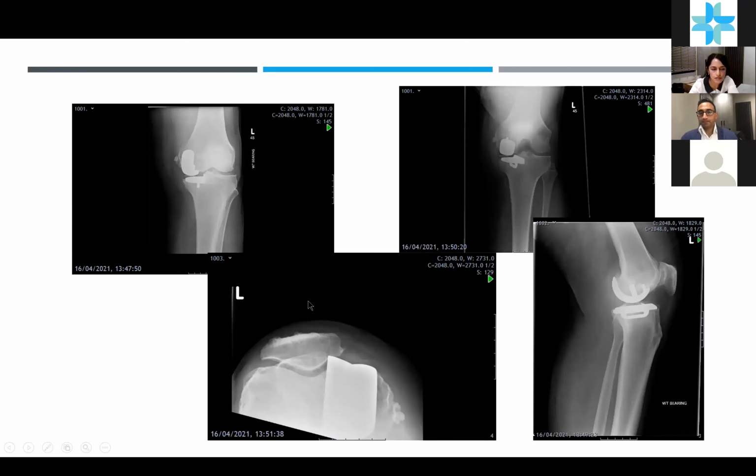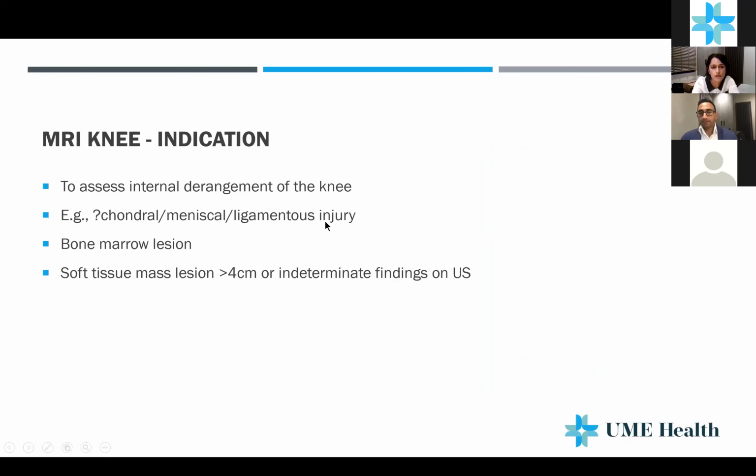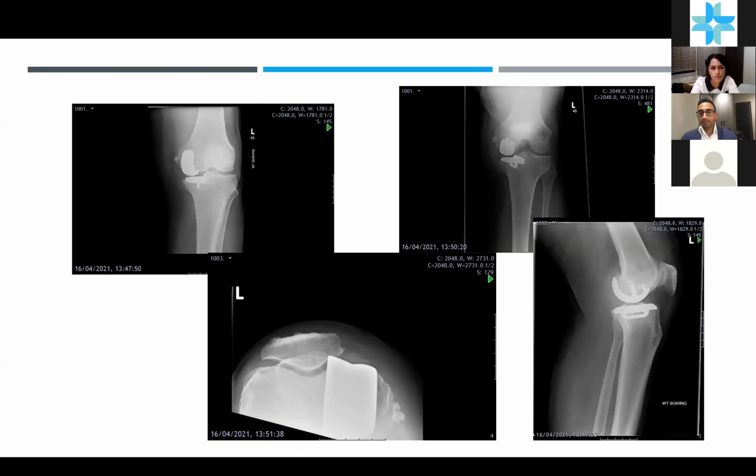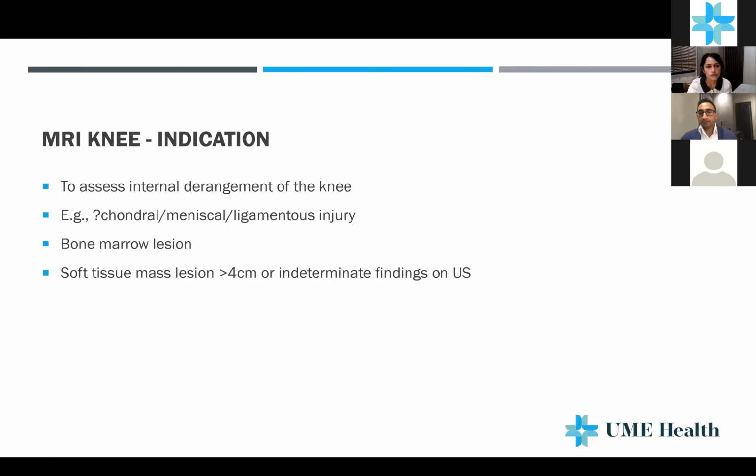So this is a real case that was done this year. It's an orthopod wanting to know about the position of the prosthesis. They've had a unicondylar done, and we're looking for periprosthetic fracture or lucency, and if there's any malalignment or subluxation of the prosthesis. So MRI essentially is to look for internal derangement of the knee. So if you're querying a chondral, meniscal, or ligamentous injury, go for an MRI.